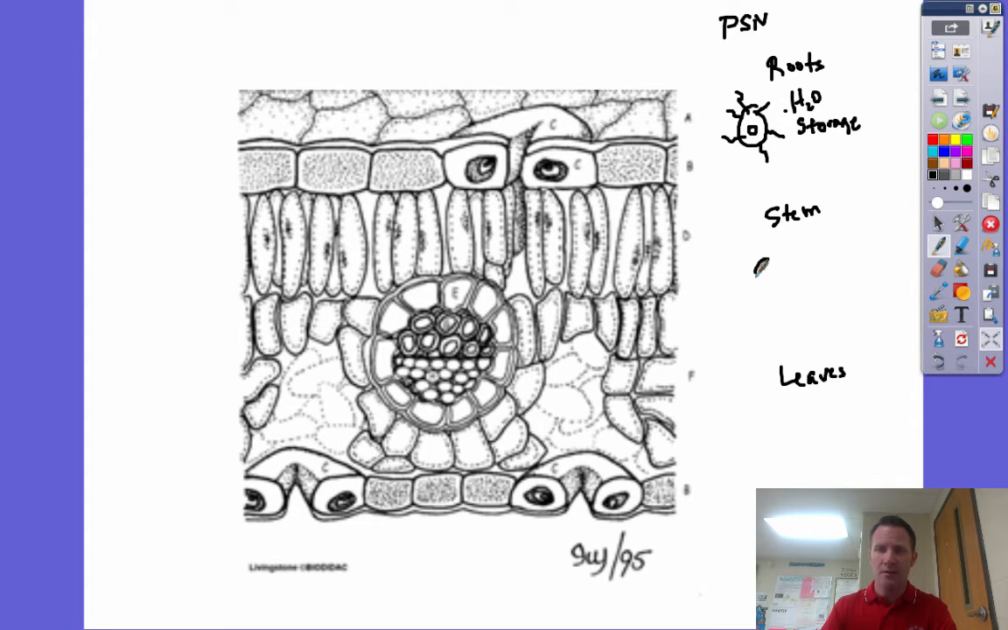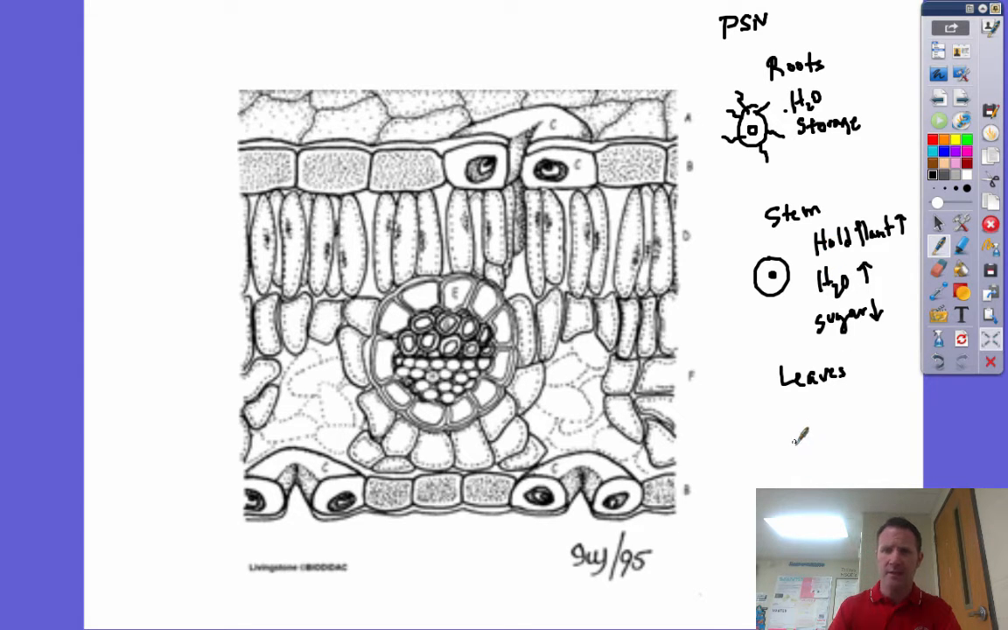Okay, stems look sort of similar. They look more like this, and remember the stems hold the leaf up, hold the plant up. They move water up and sugar down. And they do a lot of storage of water and sugar as well.